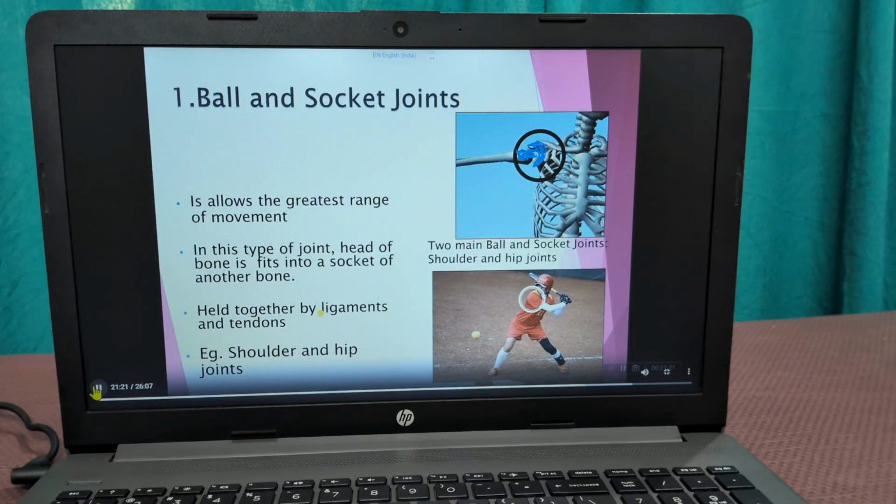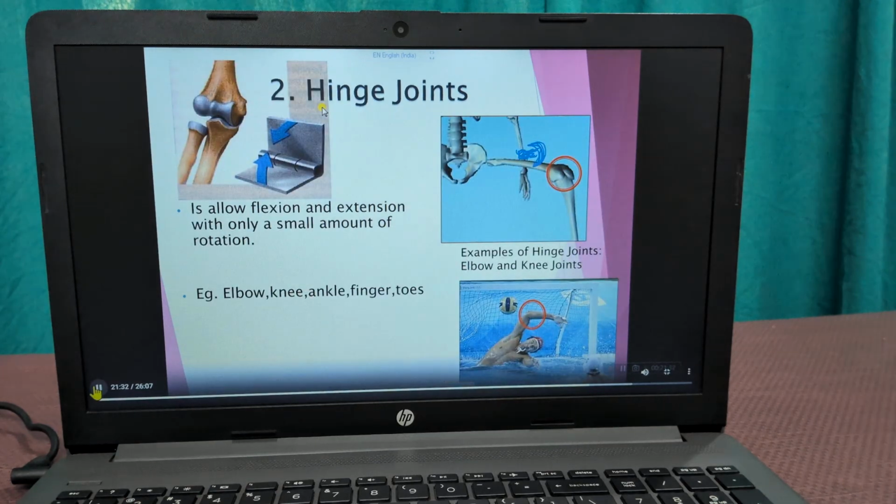Held together in position by tendons and ligaments. They are attached together by tendons and ligaments. Example: where these joints are present. These joints are present in the shoulder and the hip joints. All right. The next is the hinge joint.